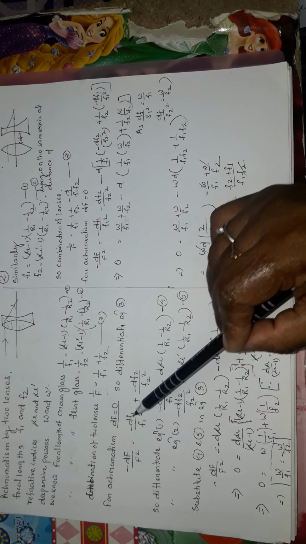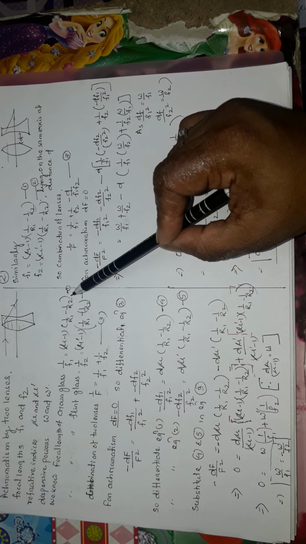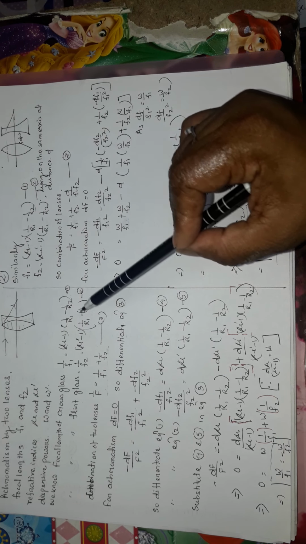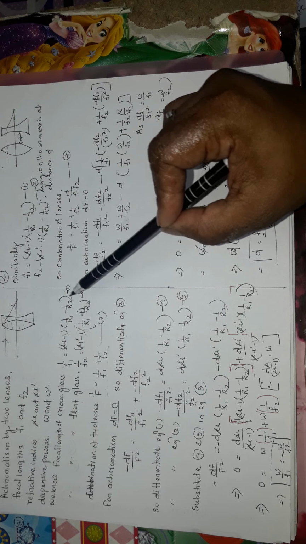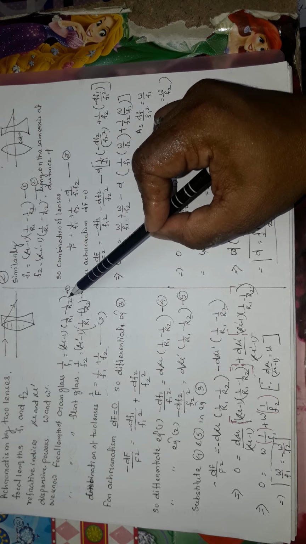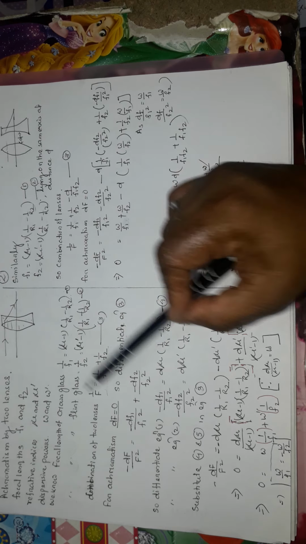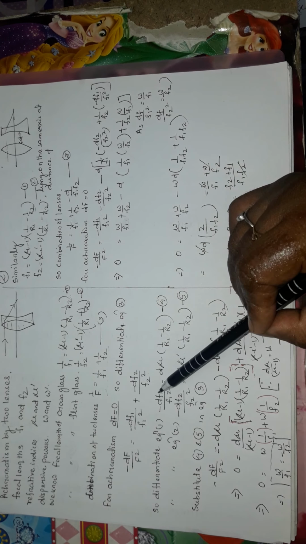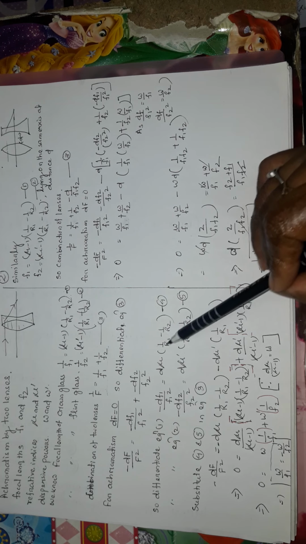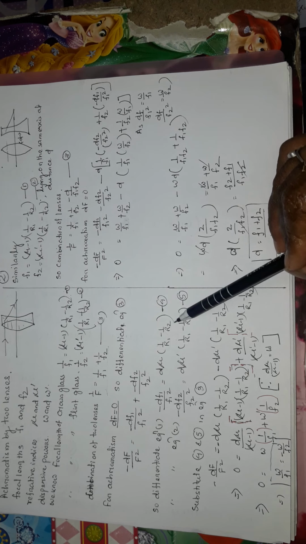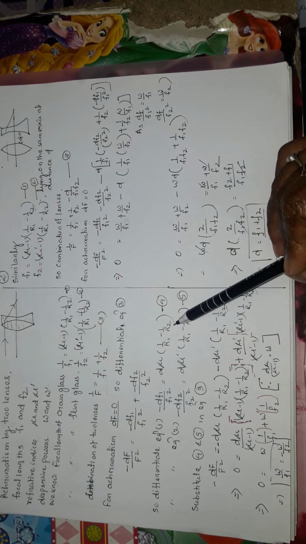From where will we get df1 by f1 square? From equation 1, and df2 by f2 square by differentiating equation 2. So we need to differentiate equation 1 and equation 2. After differentiating equation 1, we get df1 by f1 square equal to d mu times the common term 1 by r1 minus 1 by r2. Here these two are constants.